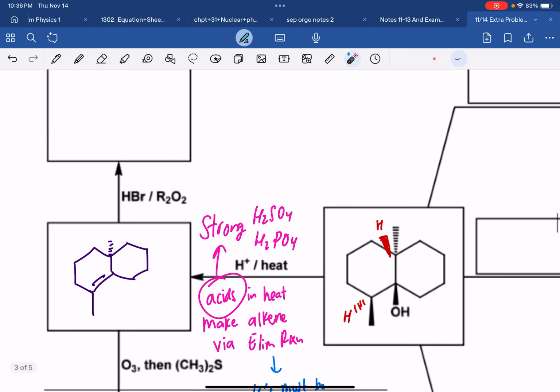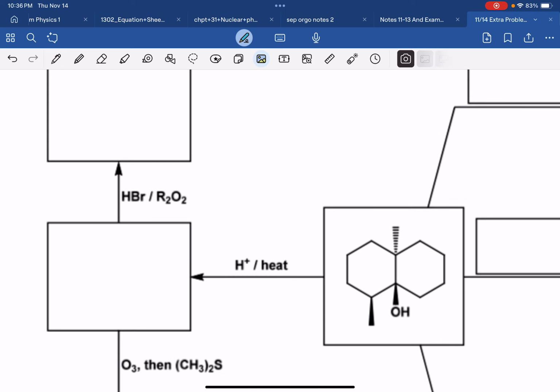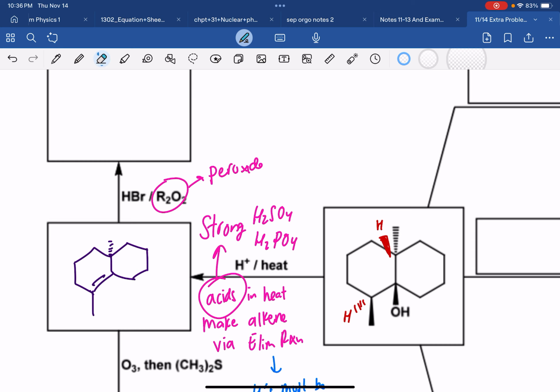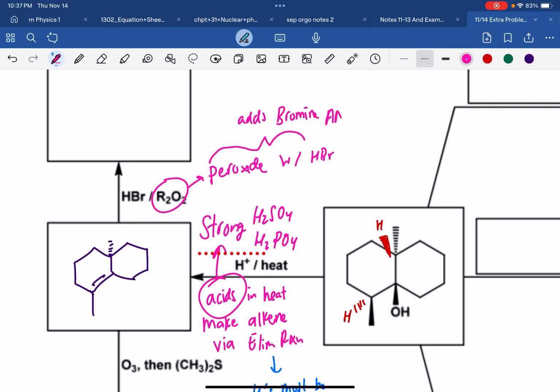And then we can move up. Everybody should know HBr in peroxide. This is a peroxide. Let's do it in pink as well. Peroxide with HBr. What does that do? This adds bromine anti-Markovnikov.